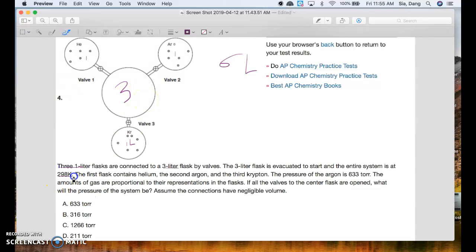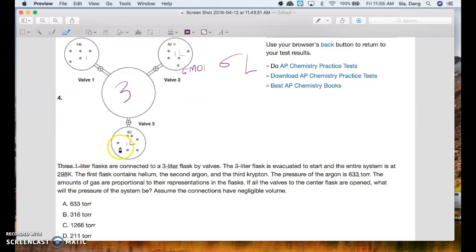We have a temperature, so we're going to assume the temperature is constant because these are all connected. Then we have the pressure of argon, which is 633 torr. Gas is proportional to amount, right? These dots in this case mean how much they have. So this is 6 dots, which means you have 6 mole of gas. I'm just going to write the first one so you have an idea of which one you're dealing with. So this is 6 mole in a 1 liter container.